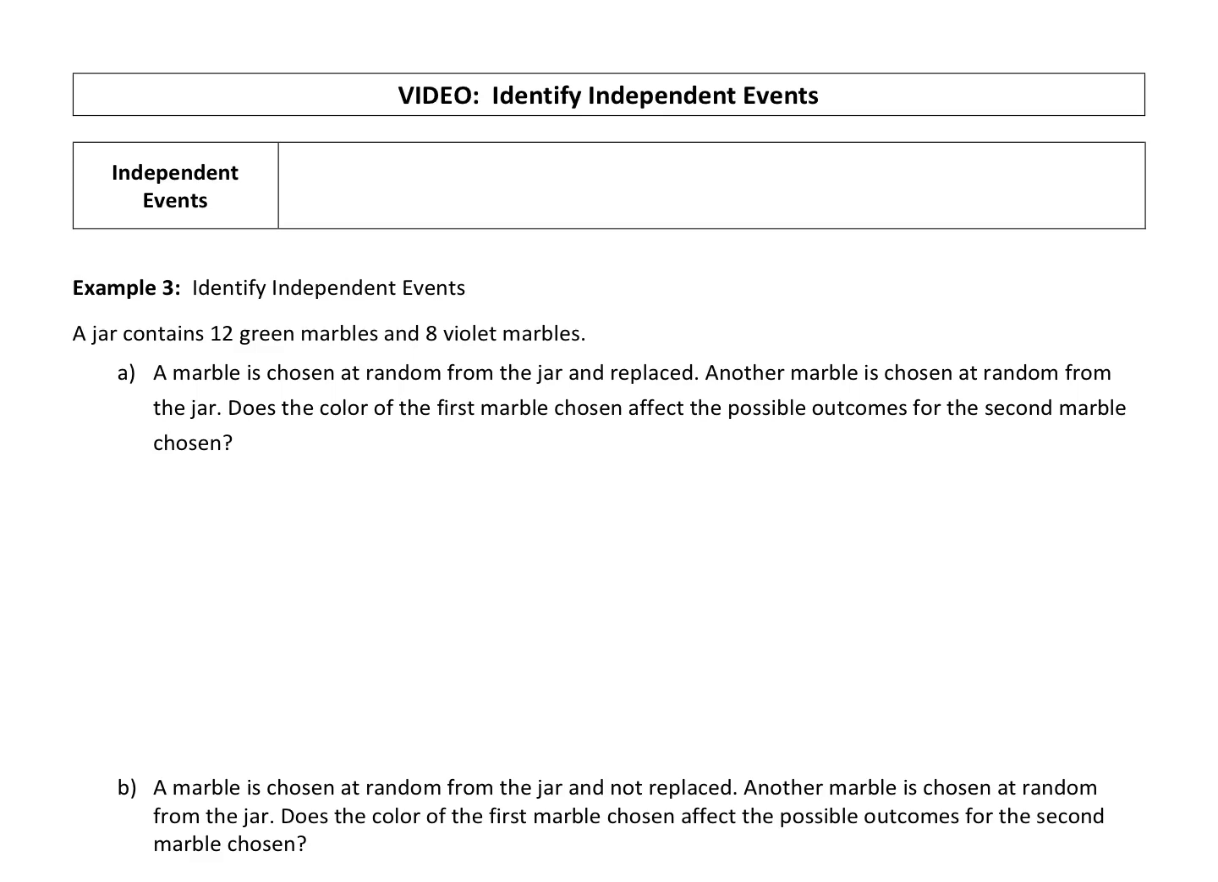All right, we're going to move on to independent events, and this example will just have us identify them, and then we'll end with finding the probabilities of independent events.